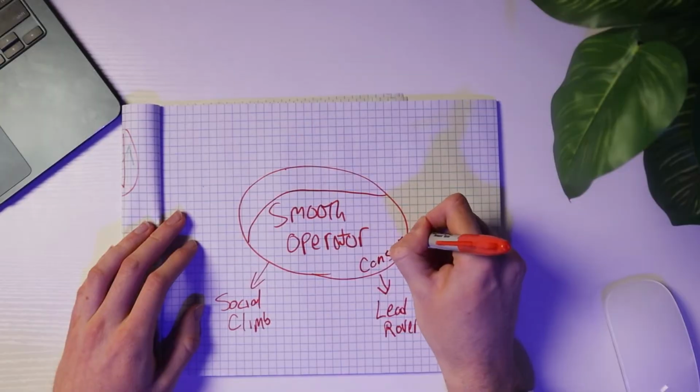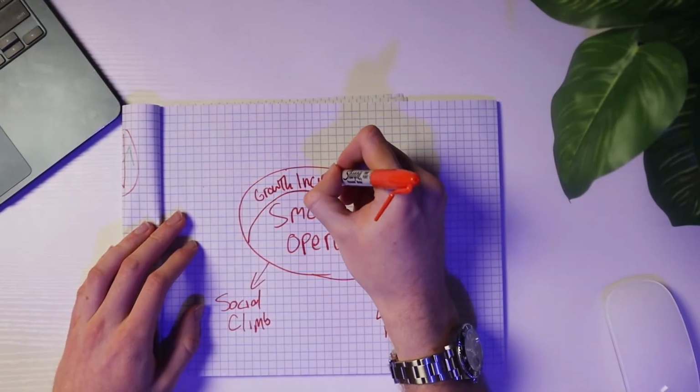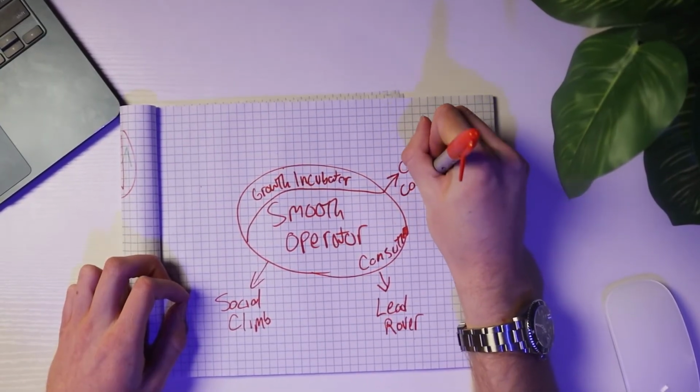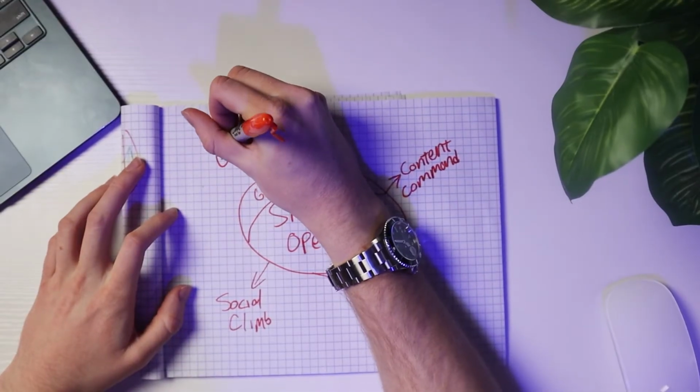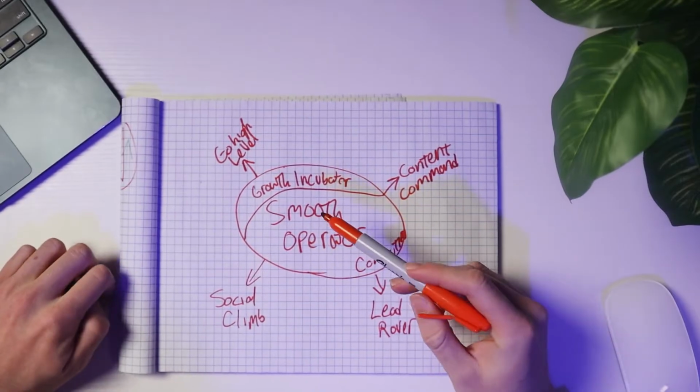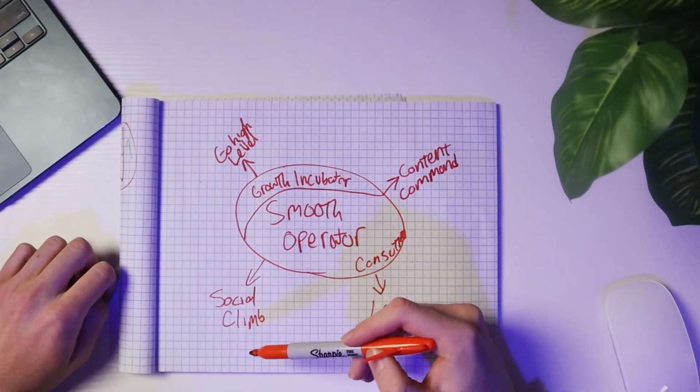We have our main Smooth Operator Consulting, our high ticket consulting, and then we have our Growth Incubator. We also have Content Command, which is our content system. We also sell Go High Level. We white label Go High Level. We sell that at a discount, so that's another upsell. So as you can see, from this one small business, we've been able to create multiple different paths of income.